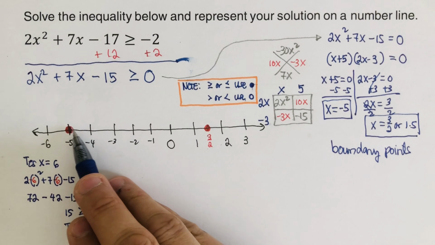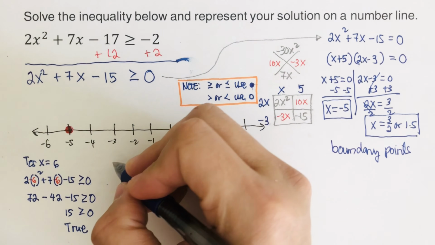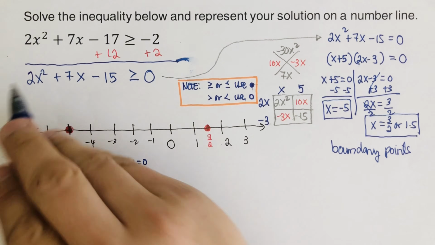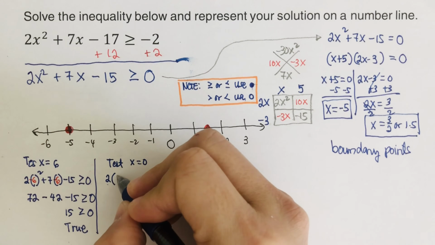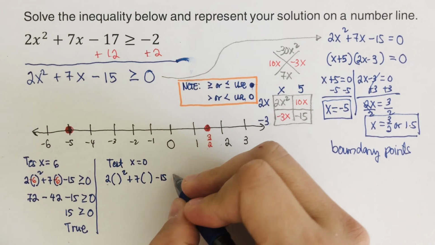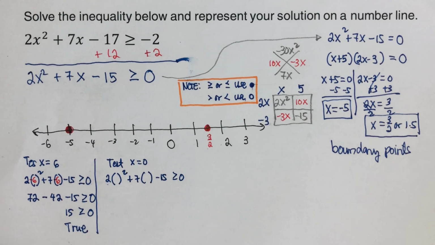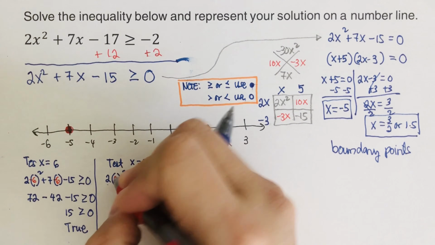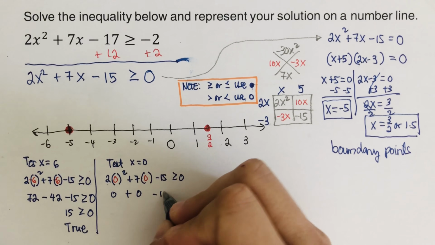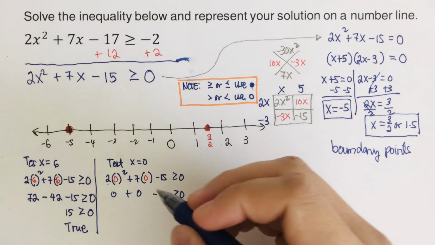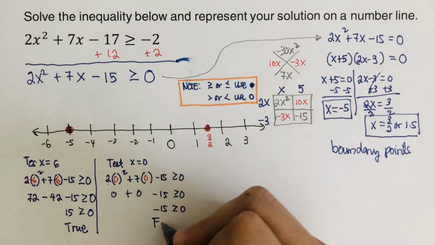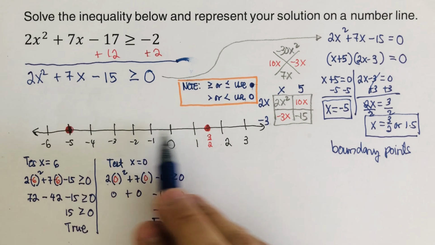Okay, now let's find the one in the middle. We're looking at the middle region right now, so I'm going to test x equal to 0. We use the same inequality: 2 times squared plus 7 times minus 15 is greater than or equal to 0. Putting 0 in, this comes out as 0 plus 0 minus 15 is greater than or equal to 0. Is negative 15 greater than or equal to 0? No, this is false. So the middle is not the solution.